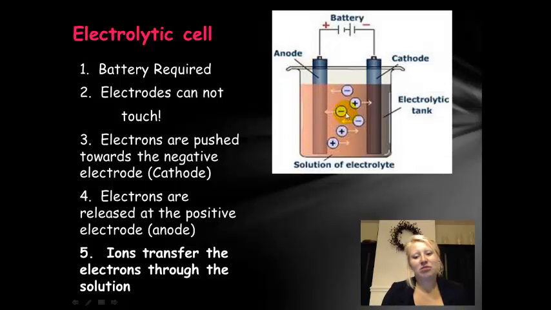Now, instead of a salt bridge, ions are transferred through the solution itself, because remember, it's only in 1 beaker. So the negative ions are going towards the anode because that's what's losing electrons, and the positive ions are going towards the cathode because that's what's gaining electrons.